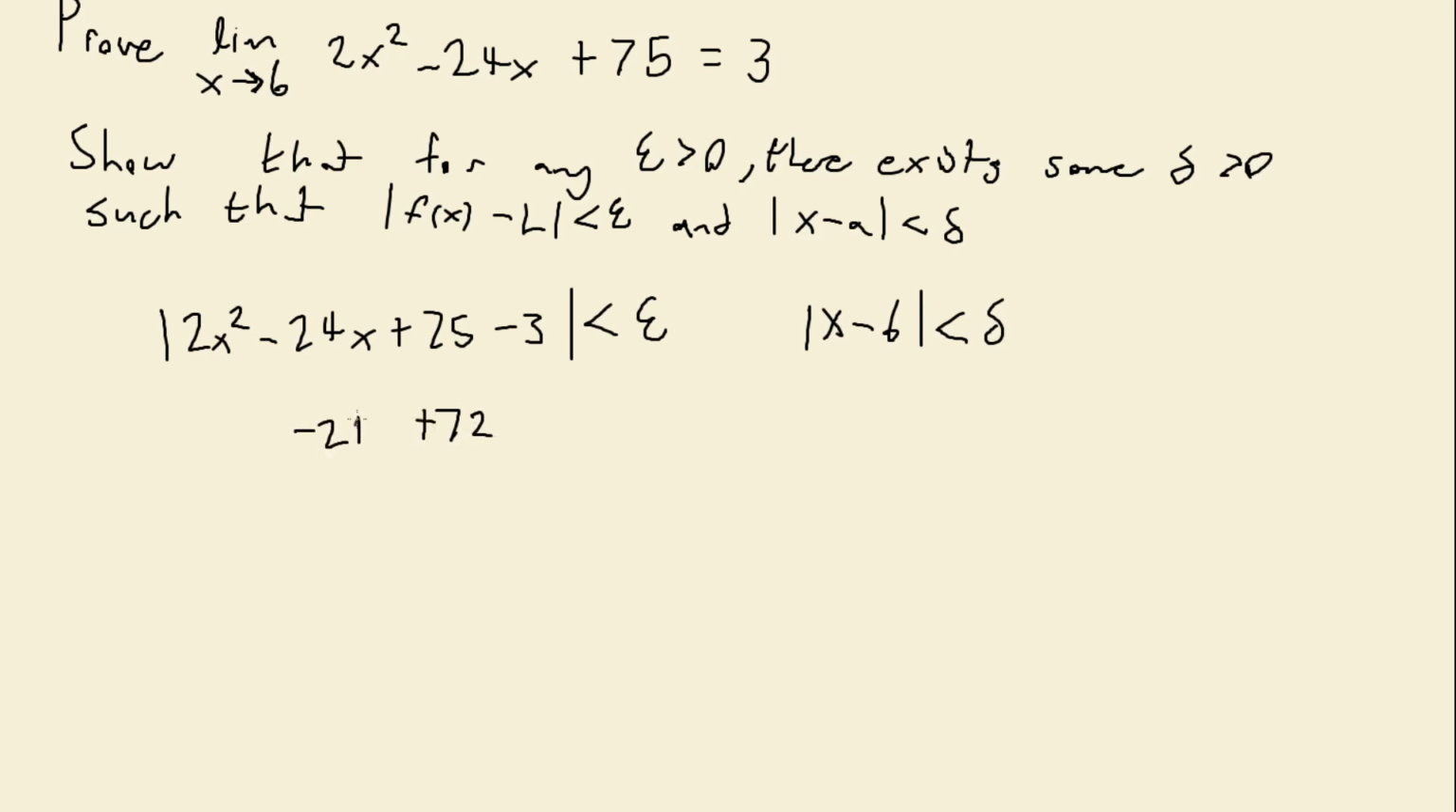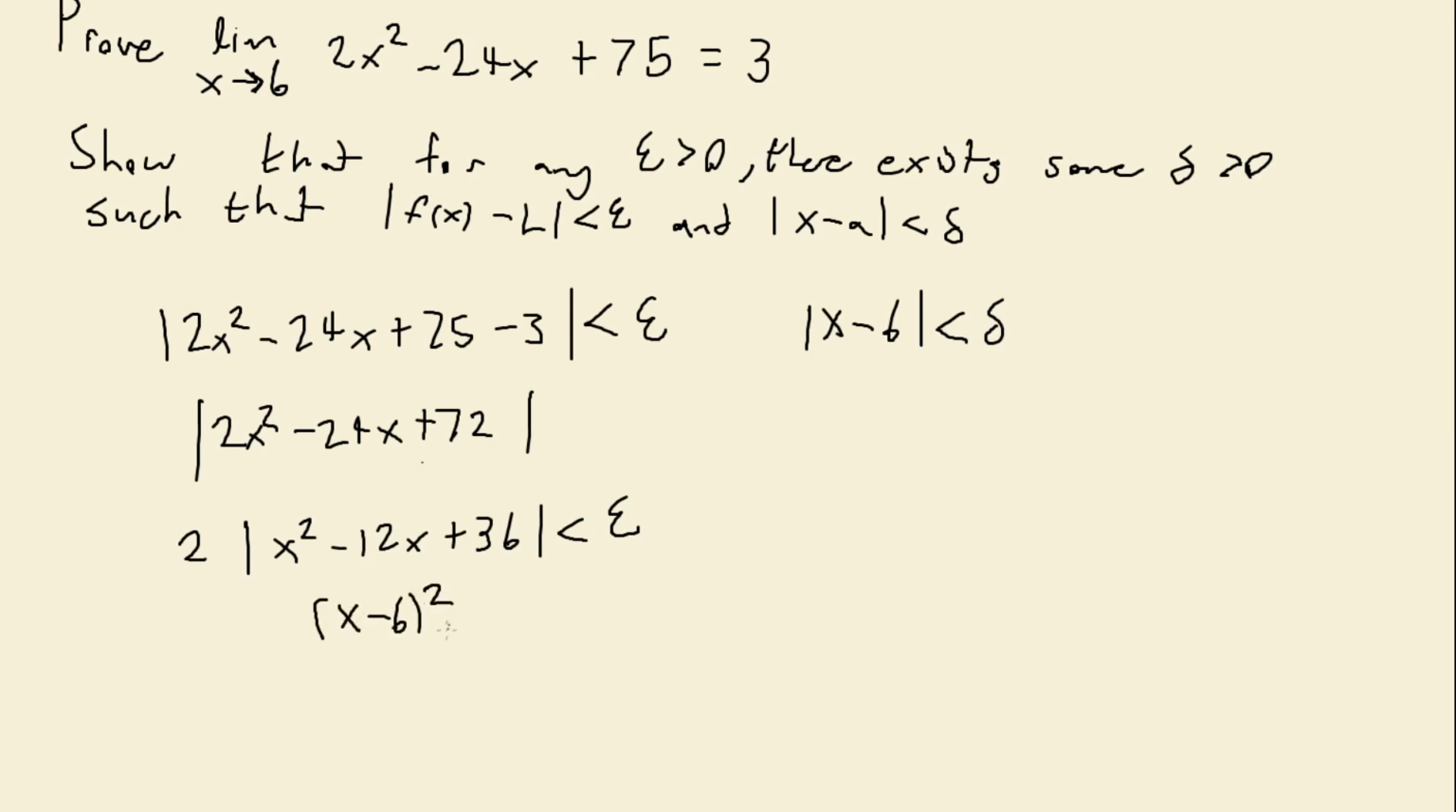Working this out, 75 minus 3 is 72 plus 24x, 2x squared, absolute value here. Here you can factor out a 2. x squared minus 12x plus 36 is less than epsilon. Now this looks to me like a perfect square polynomial. So we just have x minus 6 squared, absolute value of that times 2 is less than epsilon.